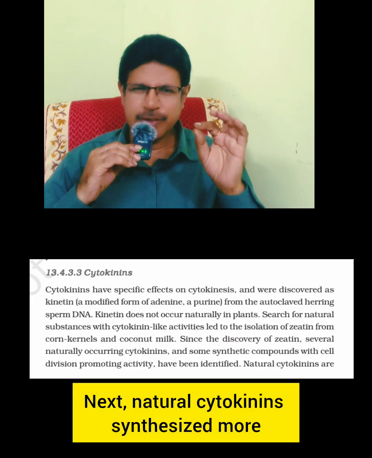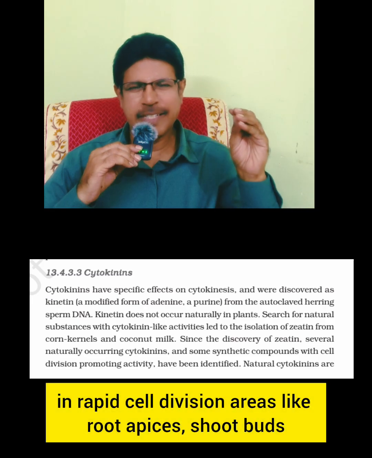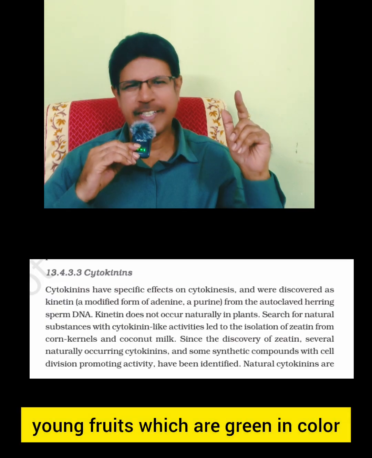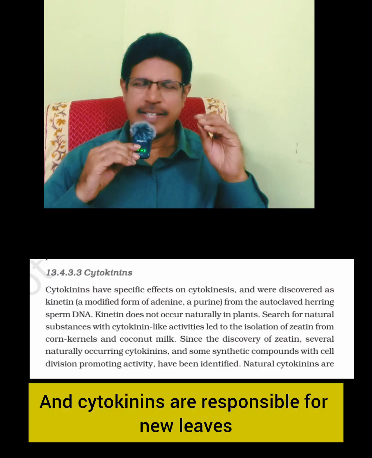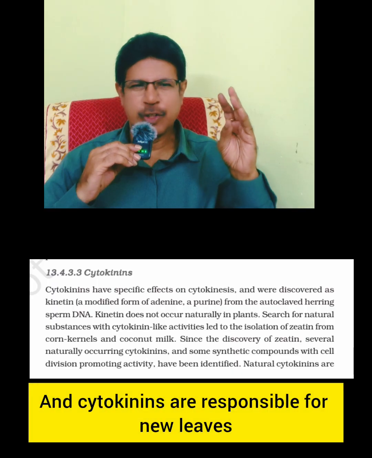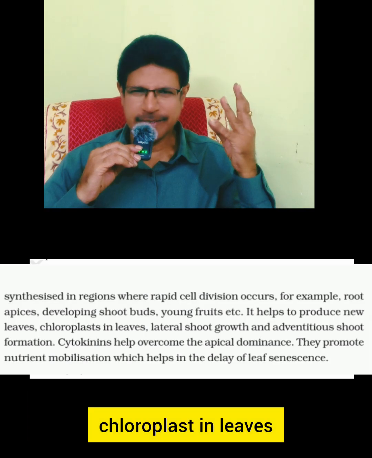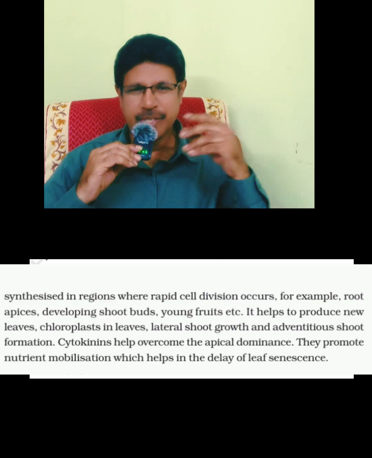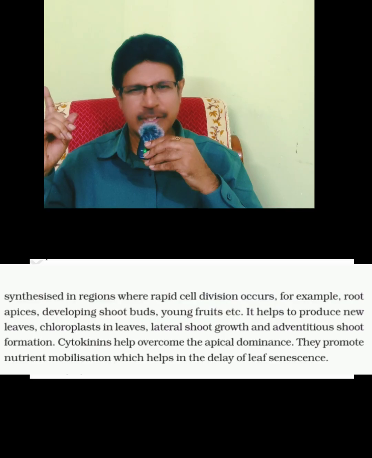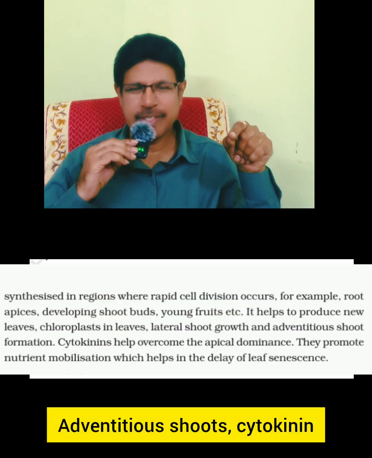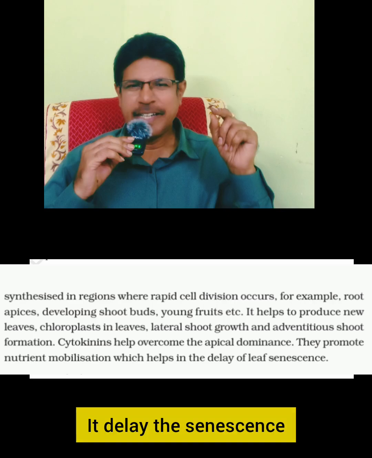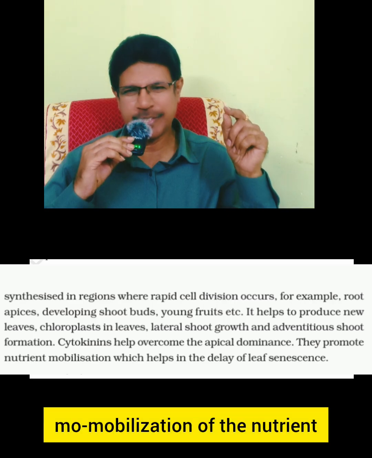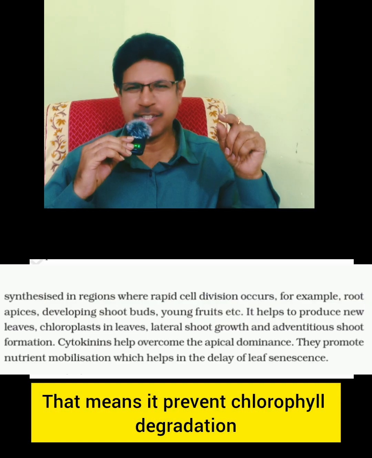Next, natural cytokinins are synthesized more in rapid cell division areas like root apices, shoot buds, and young fruits, which are green in color. And cytokinins are responsible for new leaves, chloroplasts in leaves, lateral shoots, and adventitious shoots. Adventitious roots, auxin. Adventitious shoots, cytokinin. It delays the senescence, it postpones the senescence, by mobilization of nutrients. That means it prevents chlorophyll degradation.